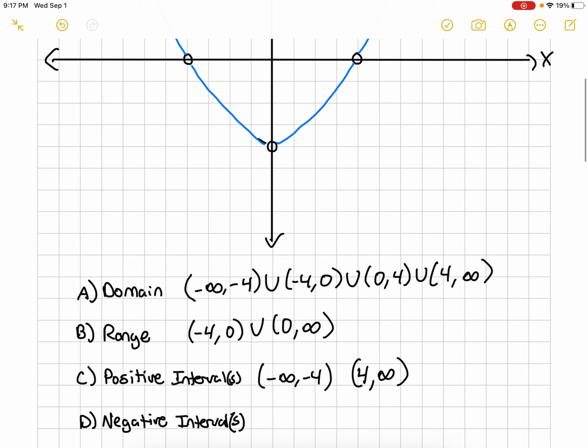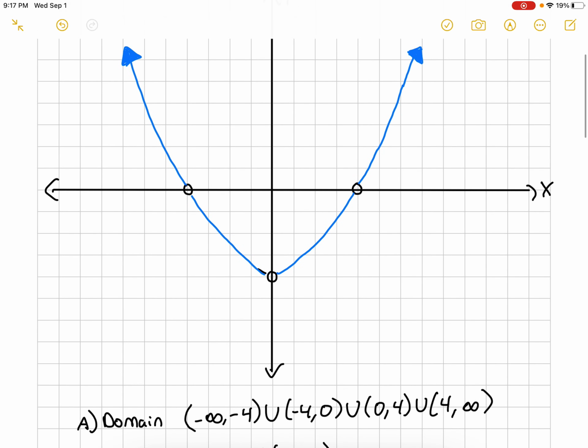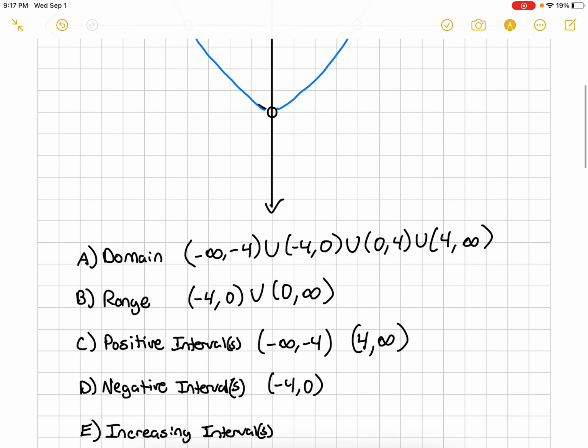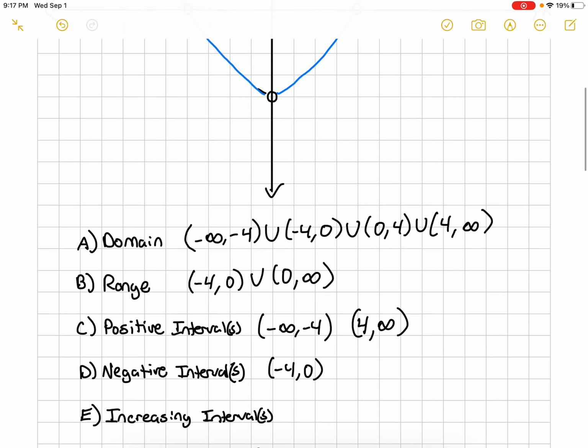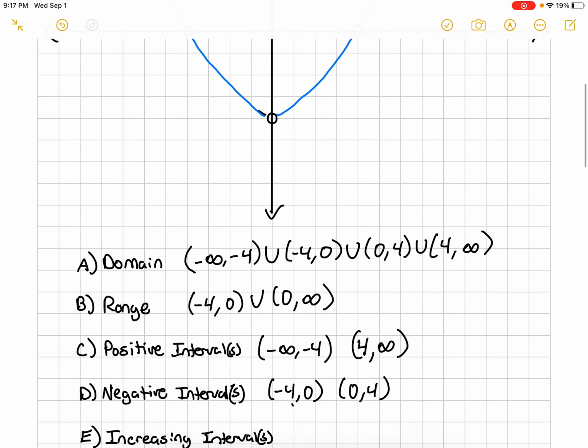Negative infinity to -4. The second one's going to be from 4 to infinity. And then the negative intervals, the first interval will be from -4 to 0. And then from 0 to 4. So any x value between -4 and 0 or between 0 and 4 would give me a negative output, a negative y value.